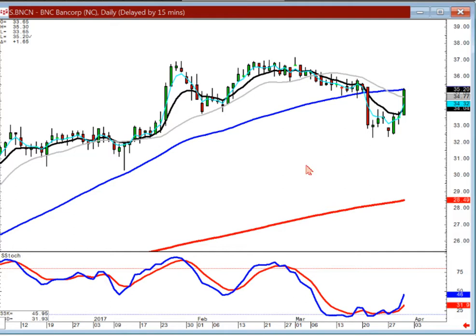How positive do they need to open? Positive means when we wake up tomorrow, we don't want to see that the pre-market futures are showing that the Dow is going to open up down 75 points. We want to see that the Dow is going to be opening flat or positive, and this stock is opening positive. Now, it closed at 35.20 today.